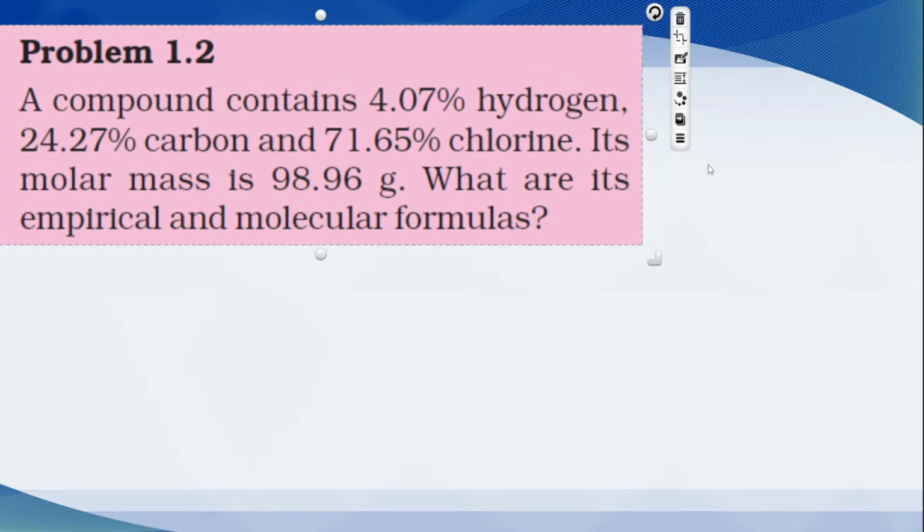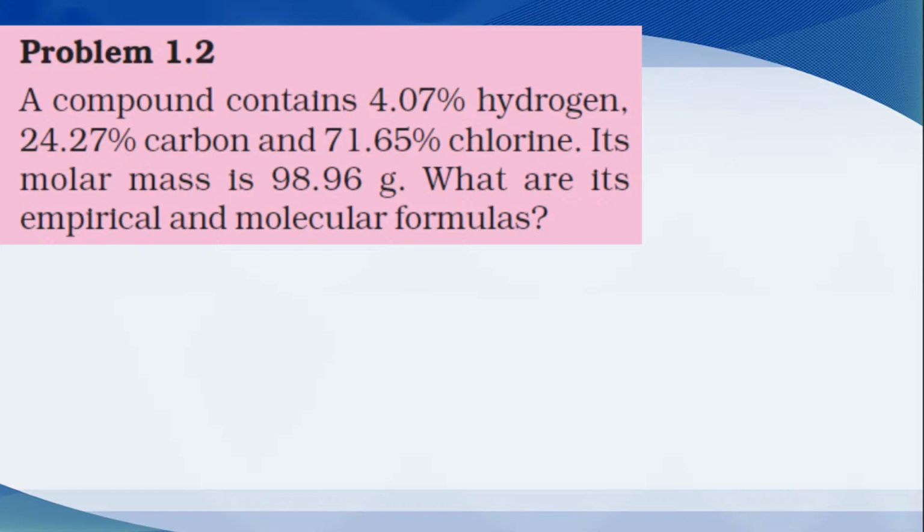This is the second question. A compound contains 4.07% hydrogen, 24.27% carbon, 71.65% chlorine. Its molar mass is given as 98.96 gram. So what are its empirical and molecular formula?